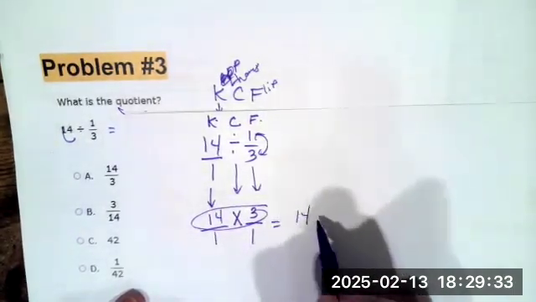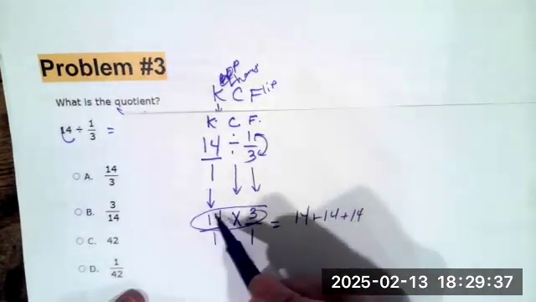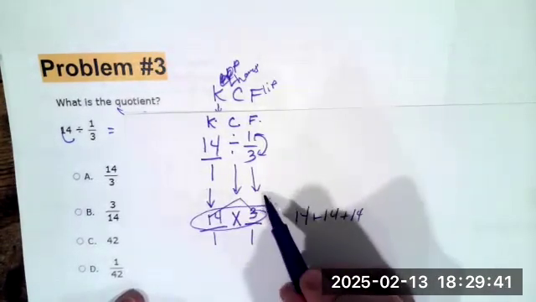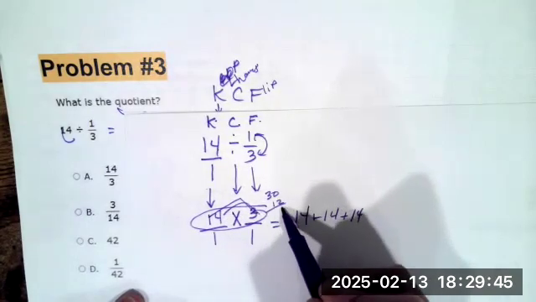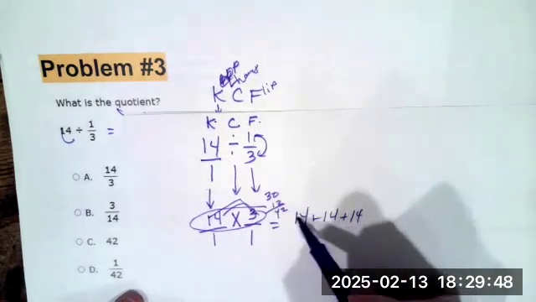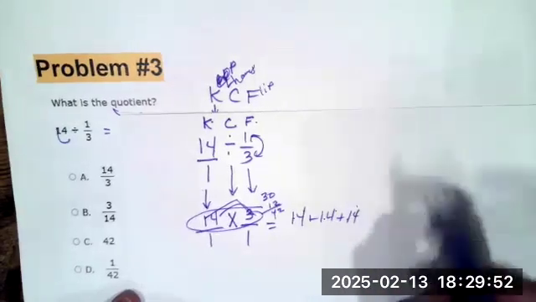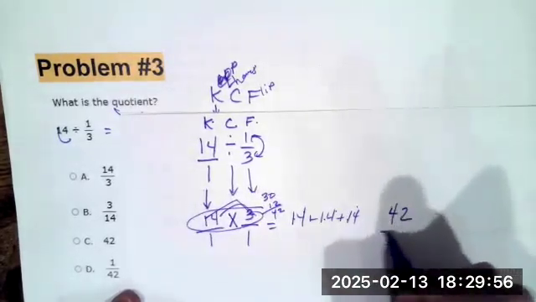14 times 3 is 14 plus 14 plus 14, or you can multiply 14 times 3. I'm going to show you another way I like to make friendly numbers. 10 times 3 is 30, and then 4 times 3 is 12, and you can add that up. That gives you 42. And if you added 10, 20, 30, 34, 38, 42. I love math. You can use several methods, right? To get the answer, it equals 42.